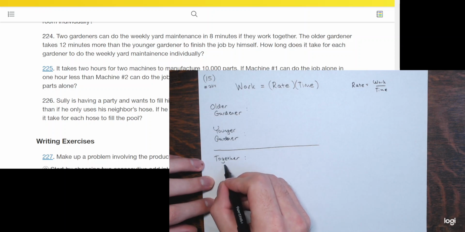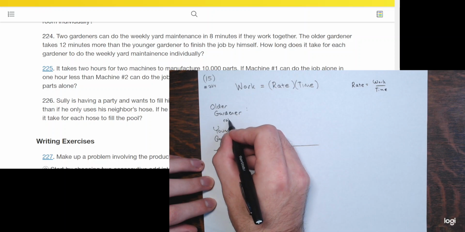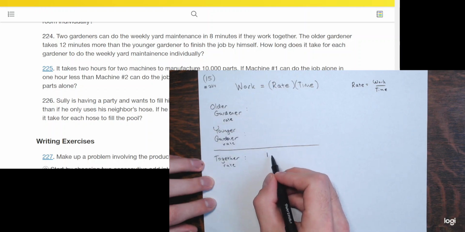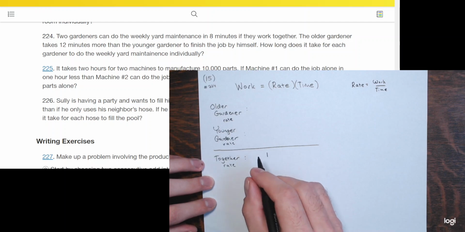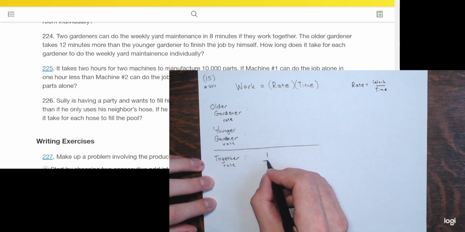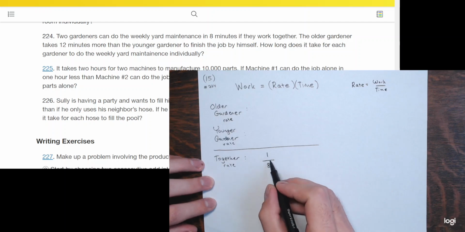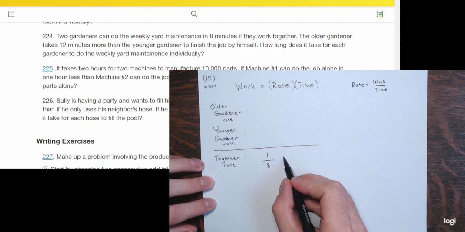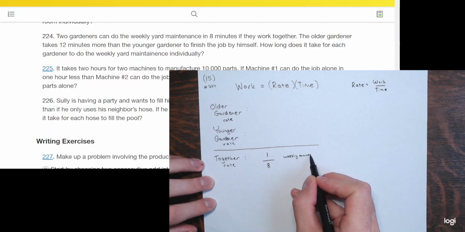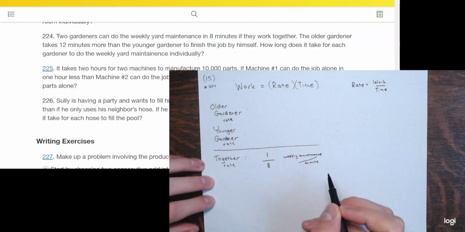I'll just say rates for all these. This is the rate at which these people work. Their together rate: they said they can do one week's yard maintenance in 8 minutes. So that means they do 1/8 of the weekly maintenance per minute.